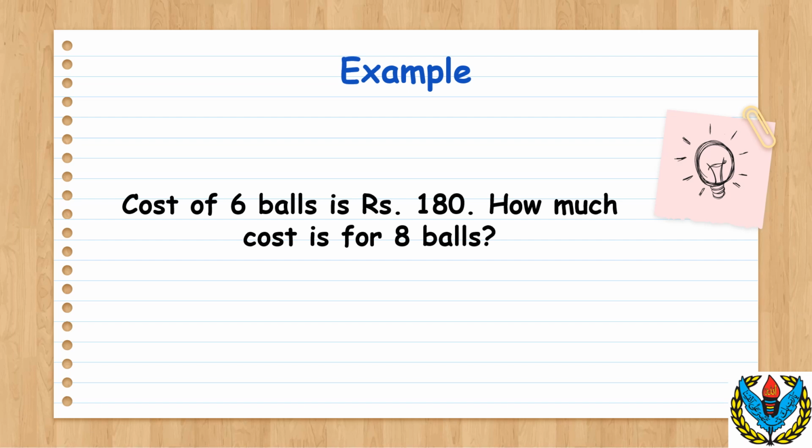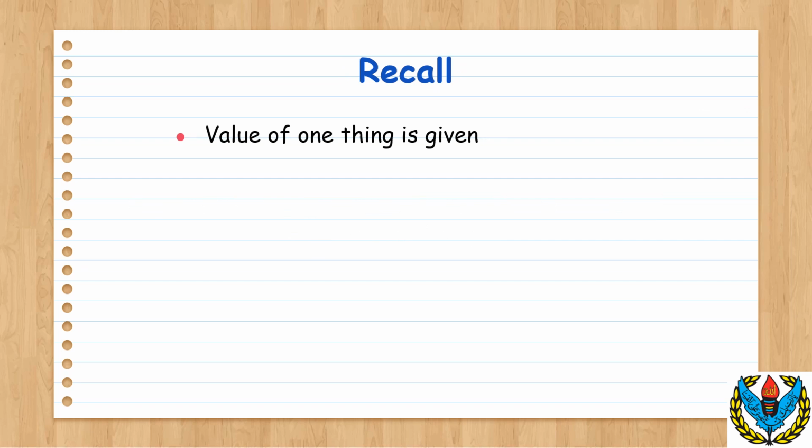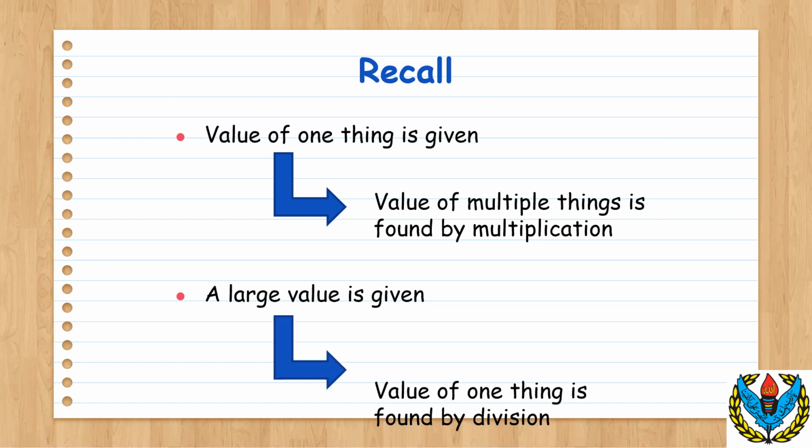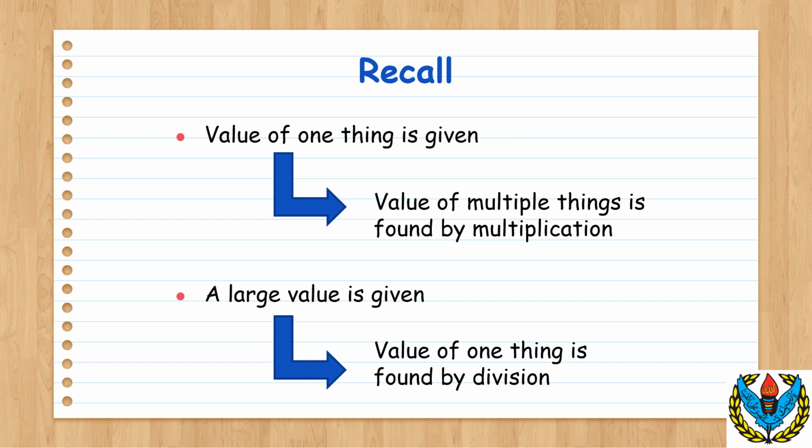Let's recall what we already know and have stated in this lecture earlier as well. When the value of one thing is given, what do we do? The value of multiple things is found out by multiplication. When a large value is given, what do we do then? The value of one thing is found out by division.